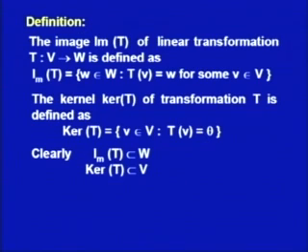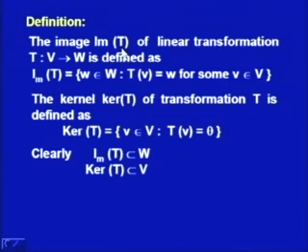Now, we will introduce more concepts. To start with, the image of a linear transformation T from V to W is defined as the set consisting of all W's such that T V is equal to W for some V belonging to V.